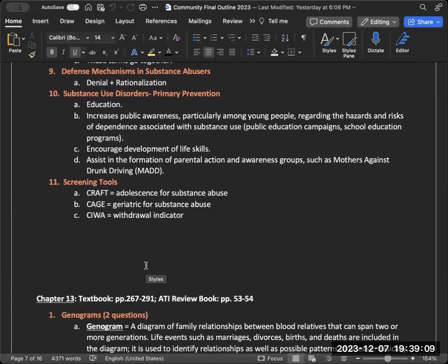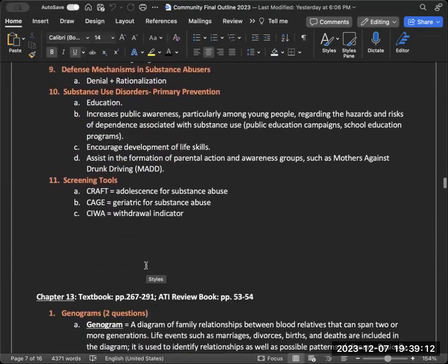Does anybody remember the two defense mechanisms that substance abusers typically display? Denial and rationalizing their choices. Yes. Can someone explain an example of these two? Denial would be like them saying that they don't have a problem. And then rationalization would be them making excuses for it, like I have to drink because I'm stressed out or something like that. Perfect.